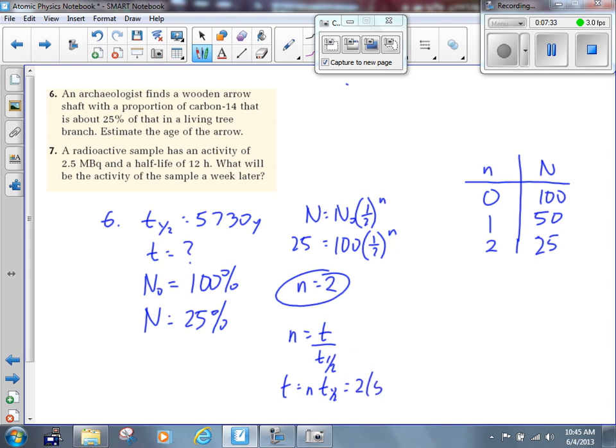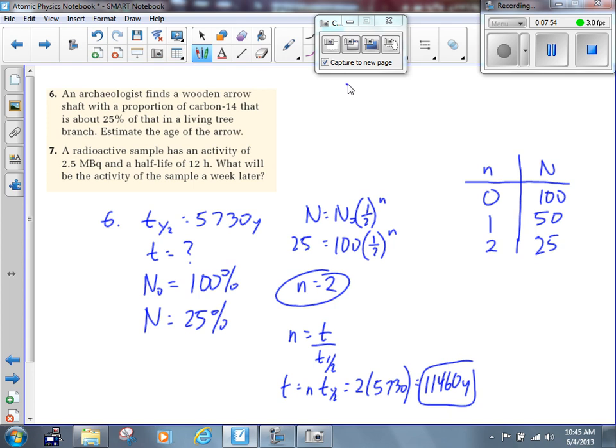It's 2 times 5730, which is, what is that going to be, 11,460? Is that right? 5730 times 2? Now, the other way to find little n is to use that equation.